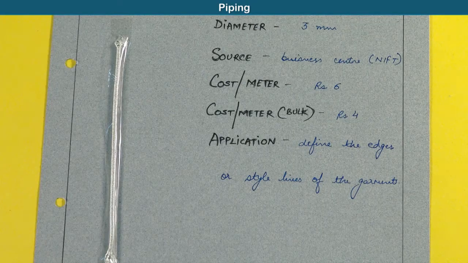This material is known as piping. The diameter of this particular piping is 3 mm, and it defines the edges or style lines of the garments.